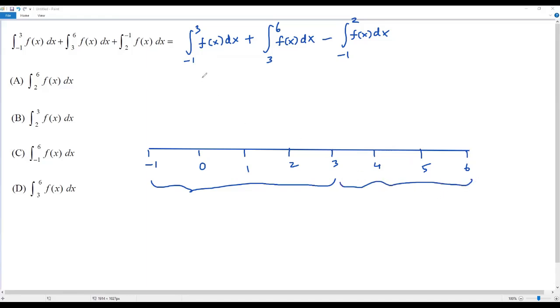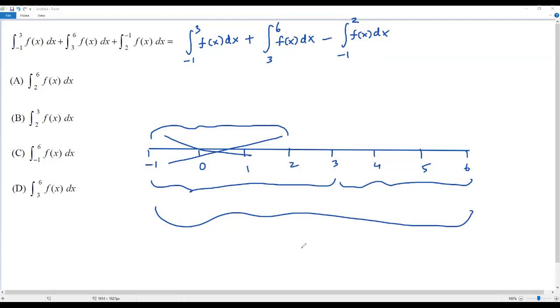When I add the first integration and the second integration, it covers from -1 to 6. From the addition of these two integrations, I have to subtract this integration, from -1 to 2. Look here, this part has to be removed. This complete stretch gives from -1 to 6, and from this we remove -1 to 2. So the remaining part is 2 to 6. So the result equals the integral from 2 to 6 of f(x) dx.